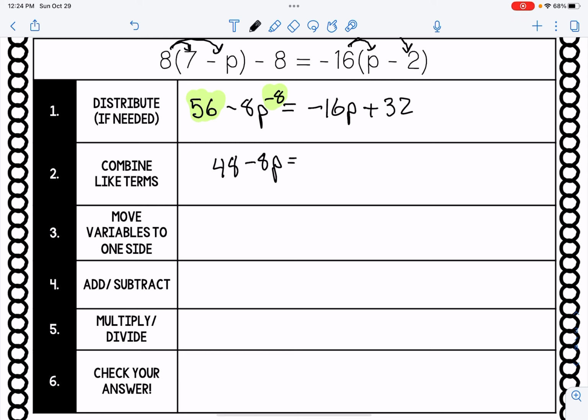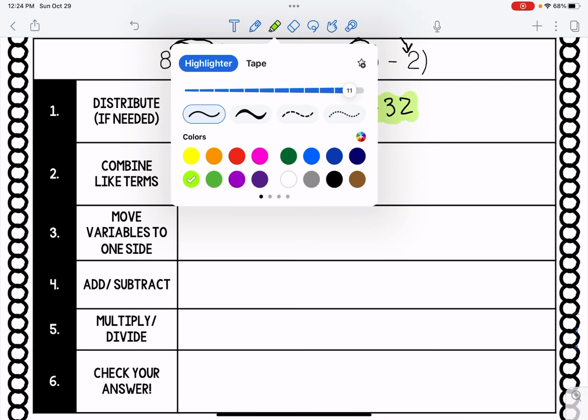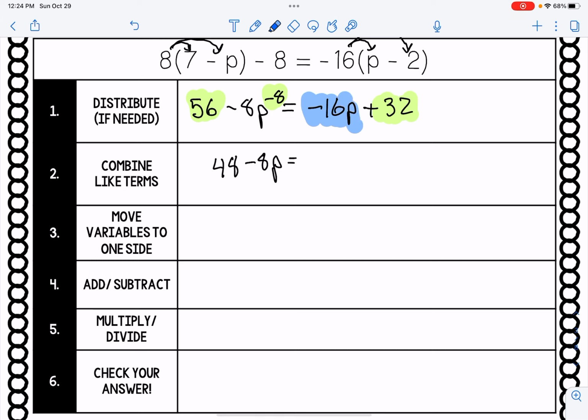Minus 8p. Now we're going to look at the right-hand side. I only have 2 terms, and they are not like terms because only one of them has a variable. So we have our constant 32 here, but that is different than the negative 16p we have here, because our 32 doesn't have a p with it. So they are not like terms. We cannot combine them. So we have left over negative 16p and plus 32. All right, I've combined everything I can. We just have 2 separate sides of the equal sign, as simplified as they can get.